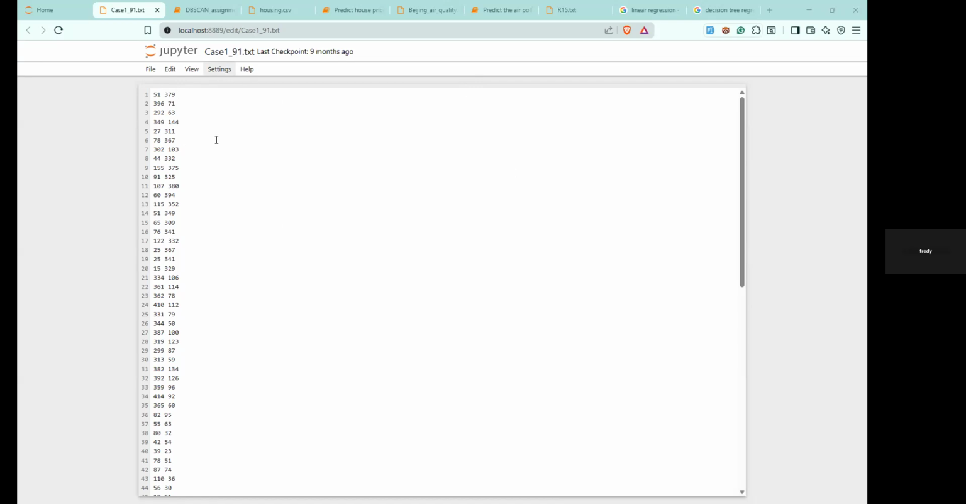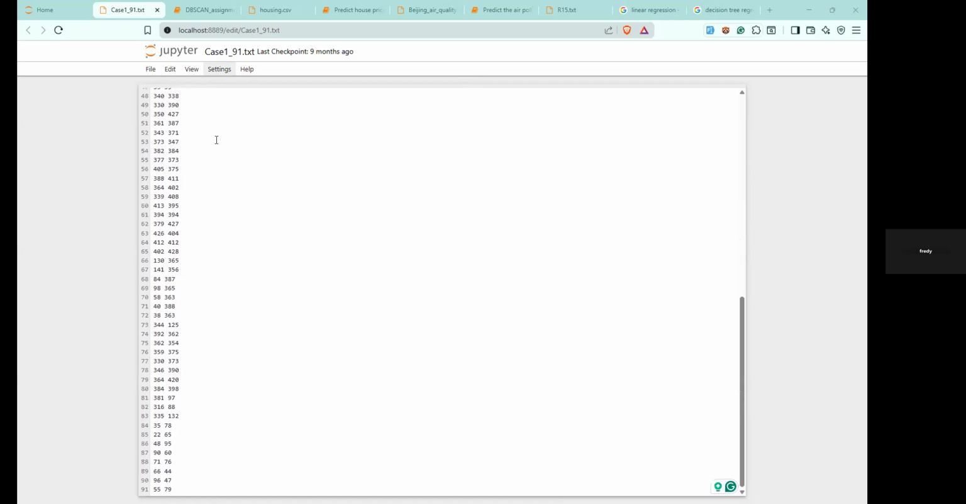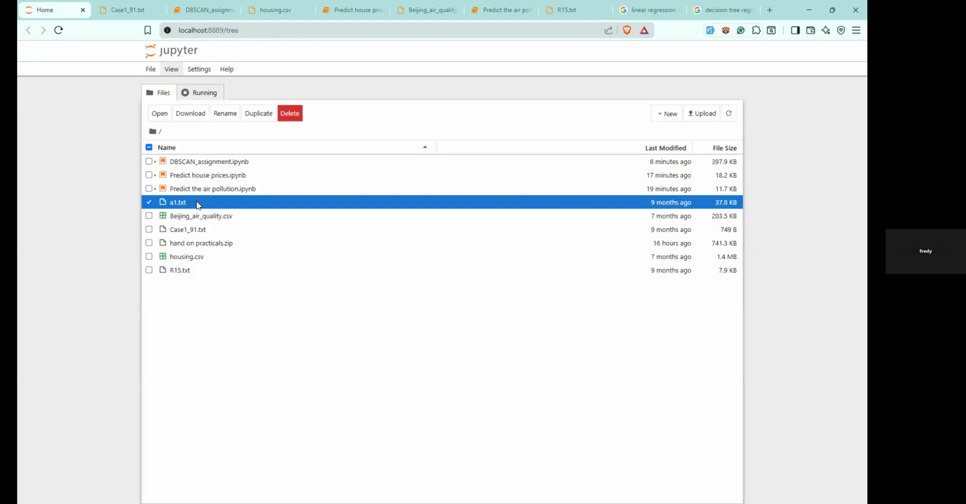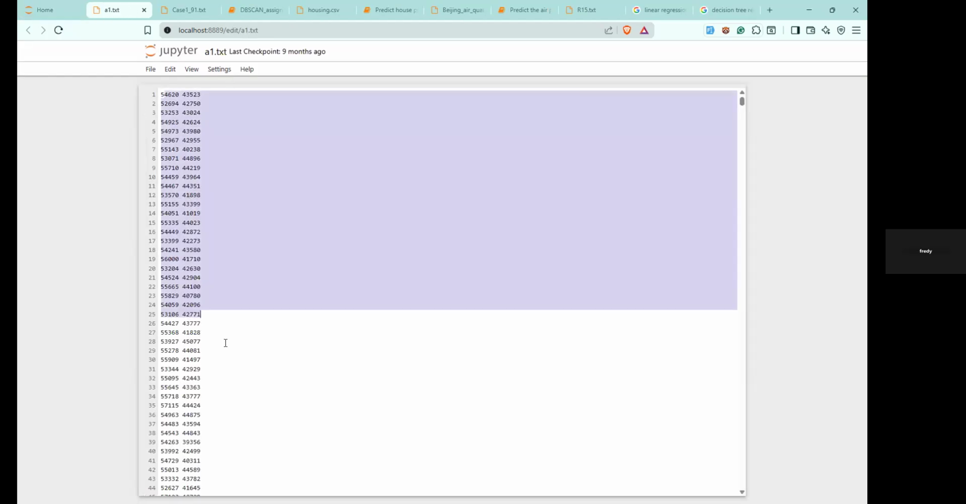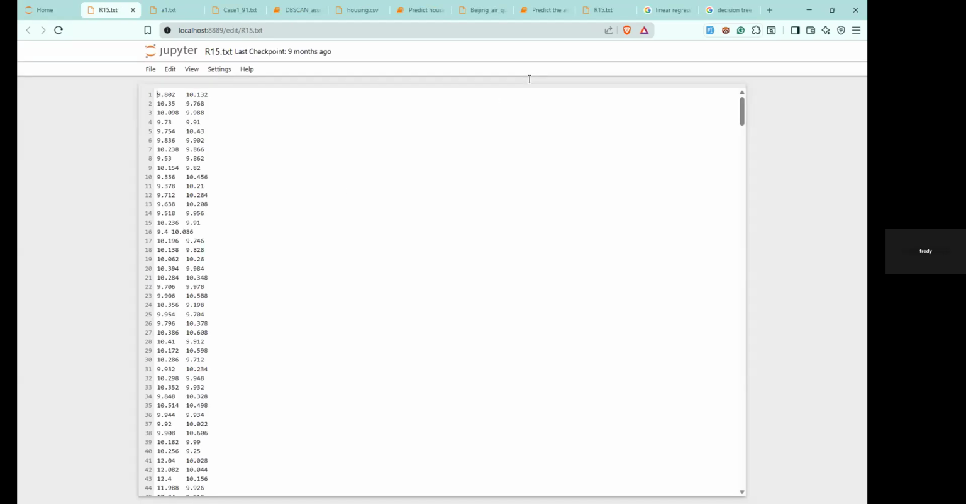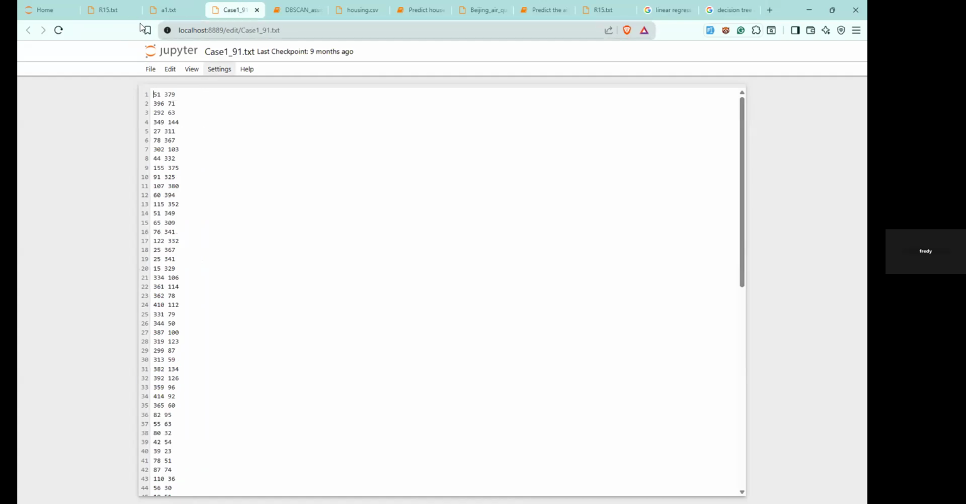So this is a data set that we will be trying to evaluate. Remember, this is unlabeled data. From this unlabeled data, there is a pattern within it. So using the algorithm called DBSCAN, we need to learn what the pattern inside this data is. This is the first data set. The second data set is A1, which also has two columns of numbers, two series. And R15 is also numbers. So basically we are trying to see what pattern exists in these three data sets, R15, A1, and case 91.